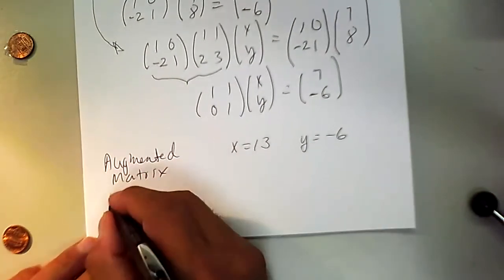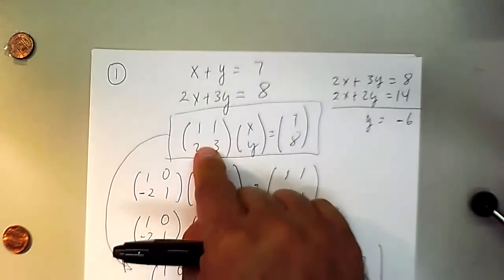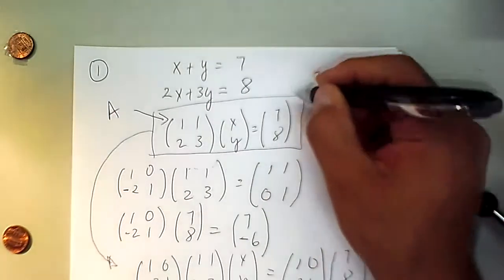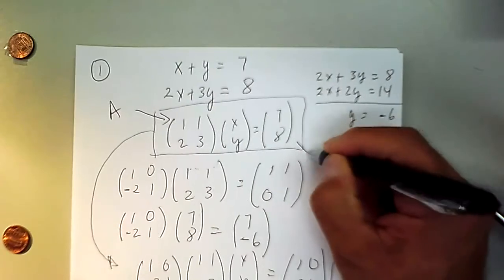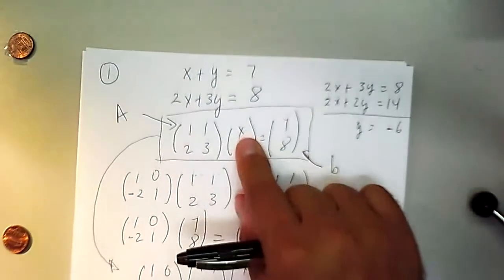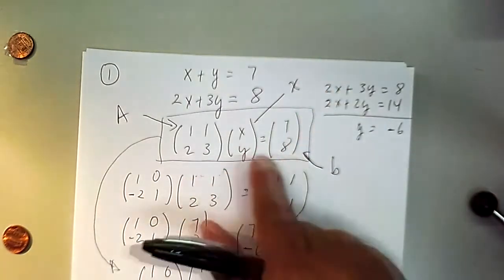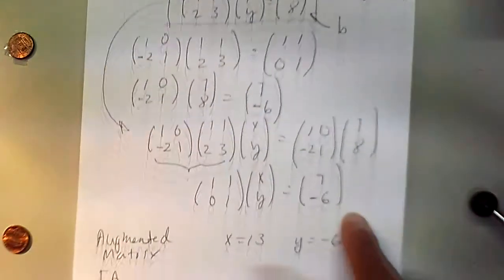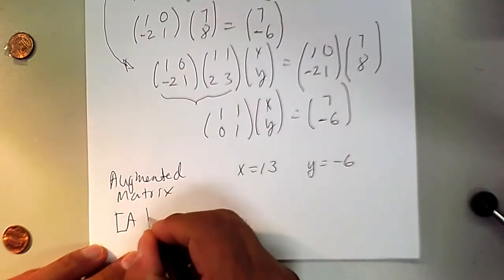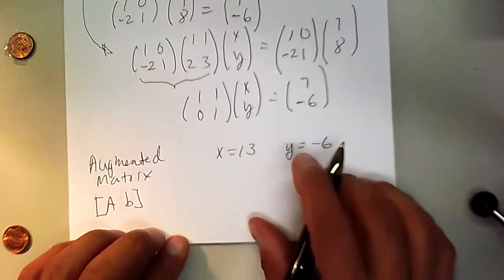Some people label this initial matrix as A. Let's label this as A. And a lot of books label this as B. And this is the X. Those are two vectors, of course, and that's a matrix. So in the augmented matrix, they just put A and B. Sometimes they put a line in between, but it doesn't matter. And this is what it does.